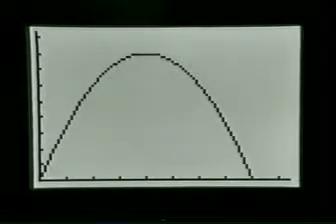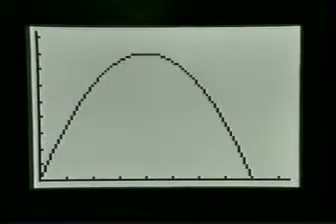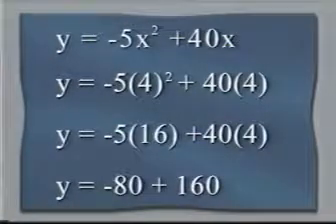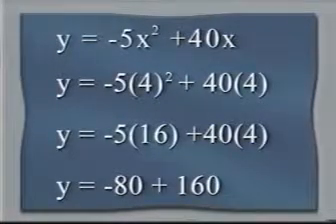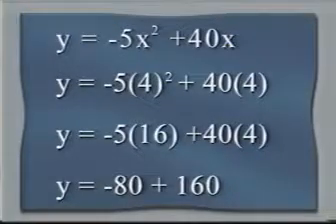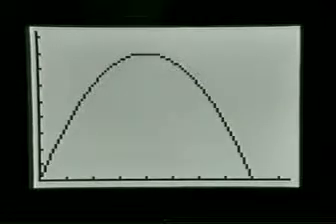What that says is 4 seconds after this object is launched, it reaches its maximum height. That height happens to be 80 meters because we replace x with 4 and we get negative 80 plus 160, which is 80. So the vertex is at (4, 80). Again, the object, 4 seconds after it's thrown from the ground, has reached its maximum height of 80 meters. And since the lead coefficient is negative, we have a down parabola, because obviously that rock or object, ball, whatever we're throwing, is going to return to Earth.